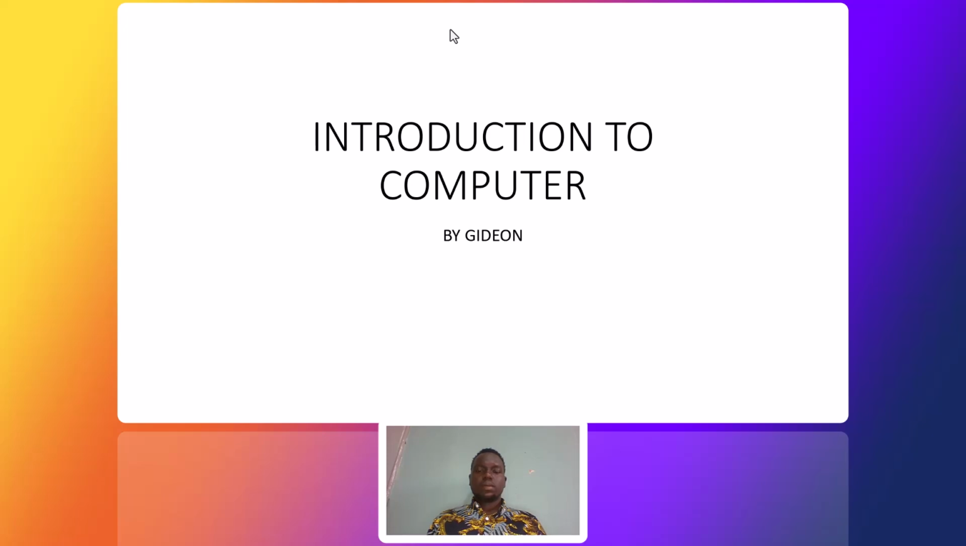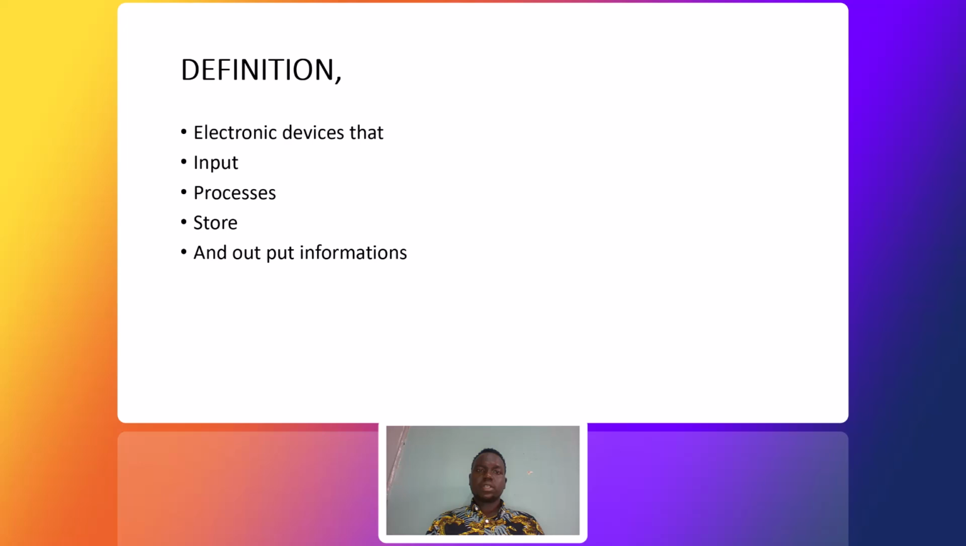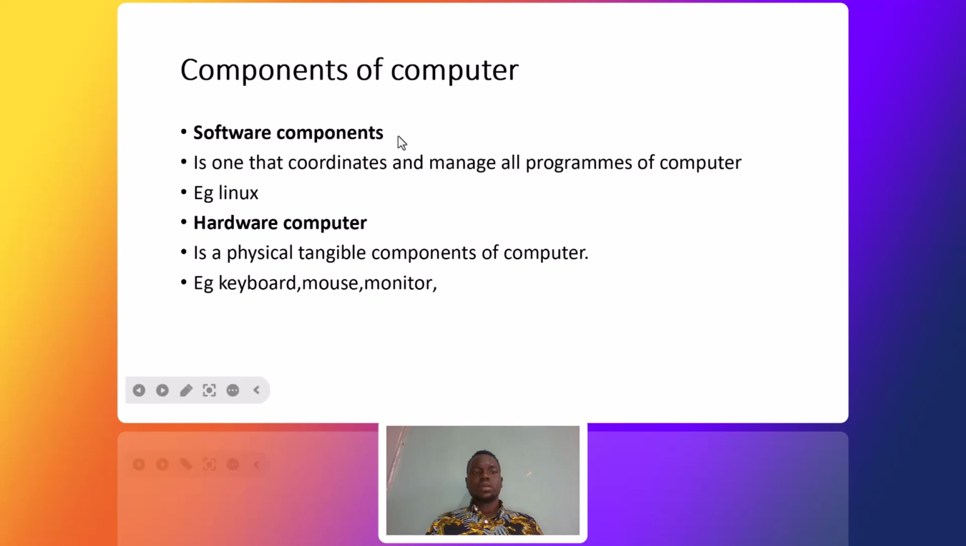Basically, the critical definition of a computer is that it is an electronic device that inputs, processes, stores and outputs information. What do I mean by inputting? You type some things, it first processes and analyzes them, and then it stores them and gives you the output as information and the rest. So that is how the definition of a computer is.